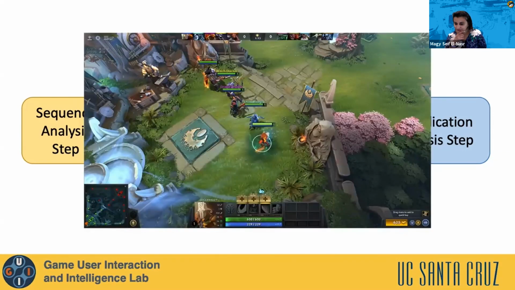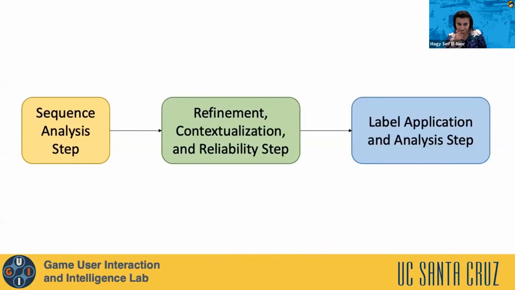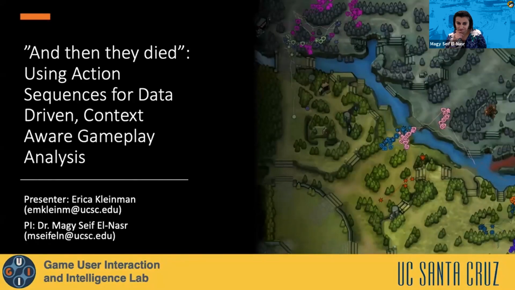While we focus our case study on Dota 2, we argue that this approach is generalizable across various game types and genres, since sequence analysis and IBA have both been used in various contexts in previous work, and all player behaviors in games can be represented as a sequence of actions. In the future, we will explore the generalizability and usability of the combined methodology and evaluate it against existing state-of-the-art techniques. And that is all for this presentation.